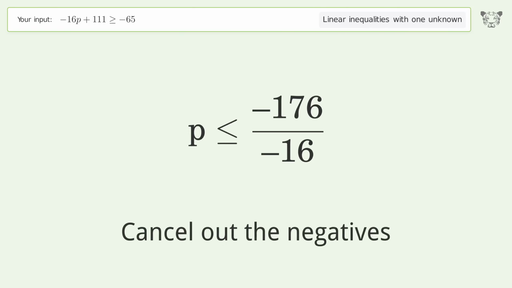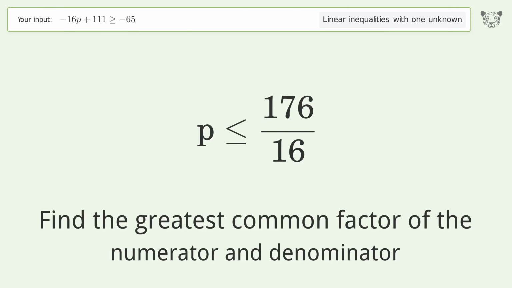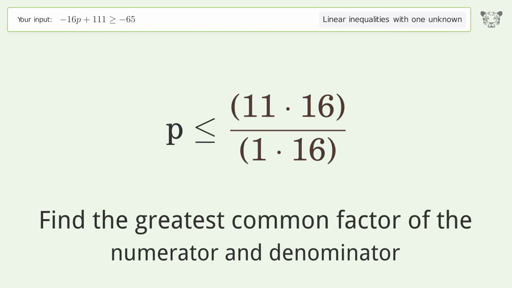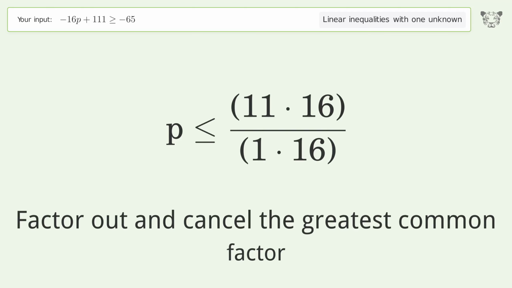Cancel out the negatives. Find the greatest common factor of the numerator and denominator. Factor out and cancel the greatest common factor.